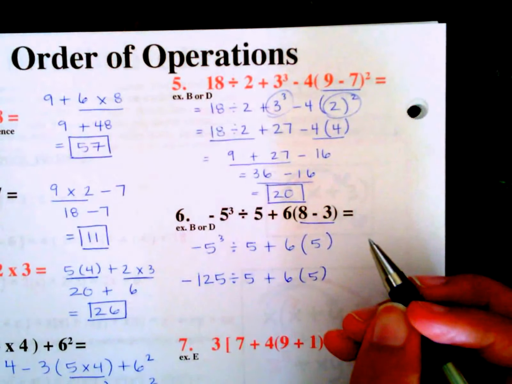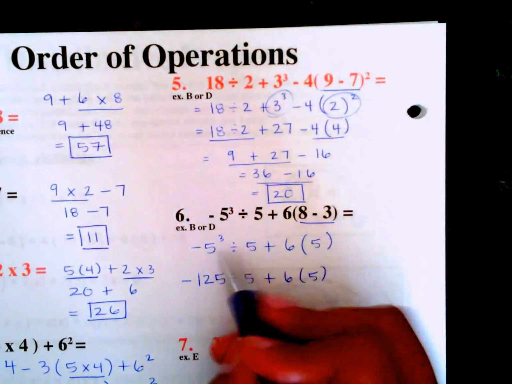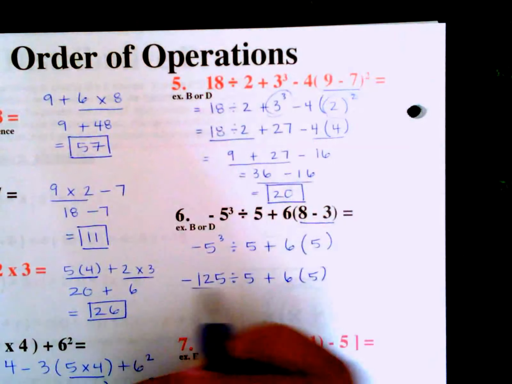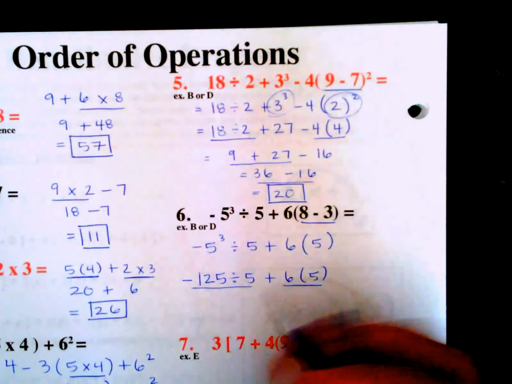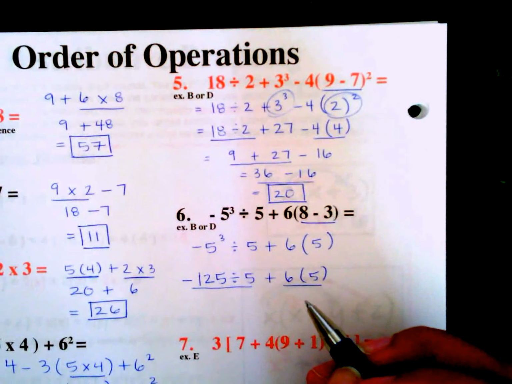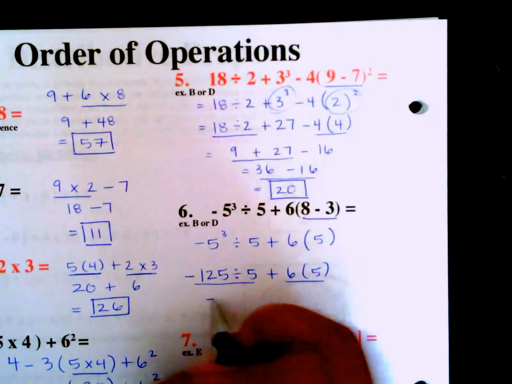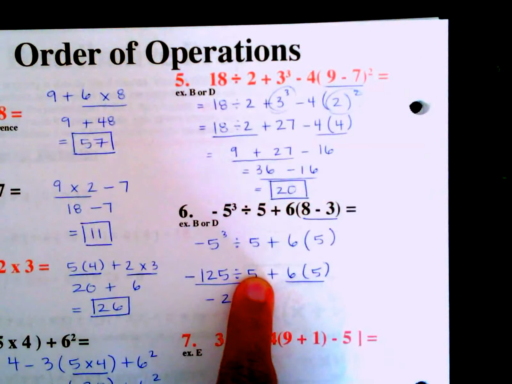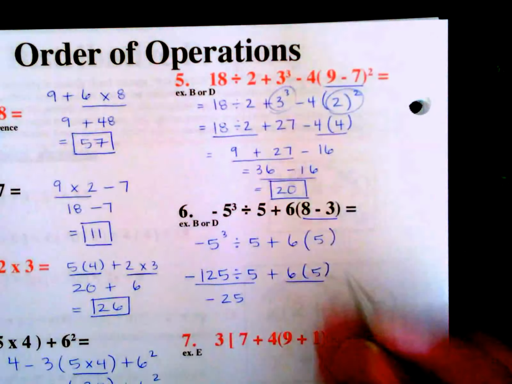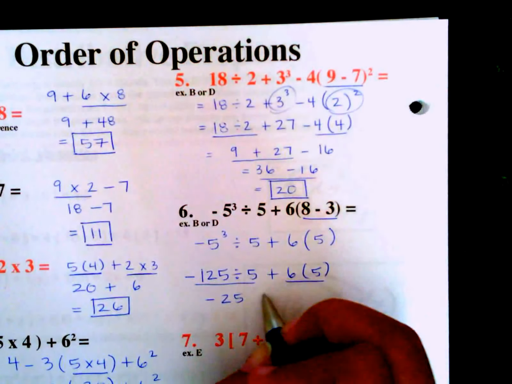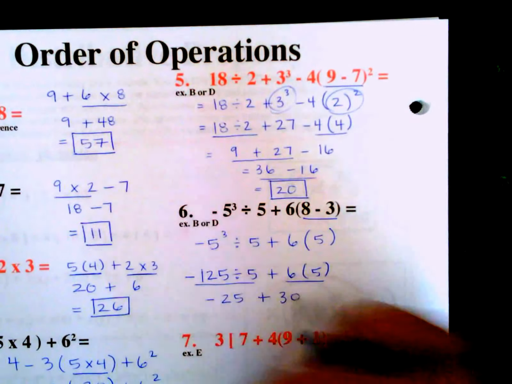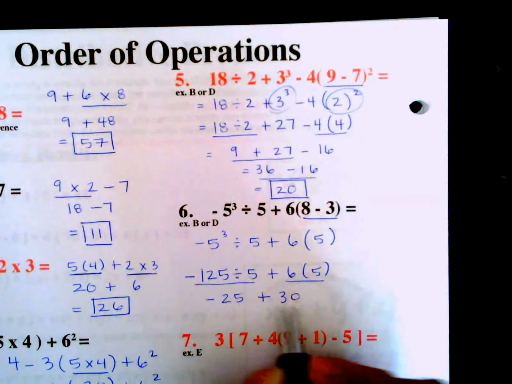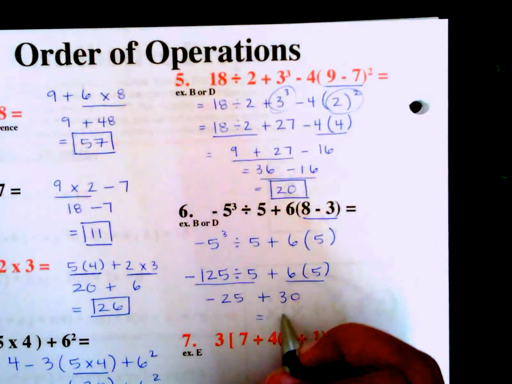Okay. So we've done parentheses, we've done exponents, now multiplication and division. So that's here and here. Negative 125 divided by 5 is negative 25. Negative and positive makes a negative when you're multiplying or dividing. Plus 6 times 5 is 30. So negative 25 plus 30 is going to equal positive 5.